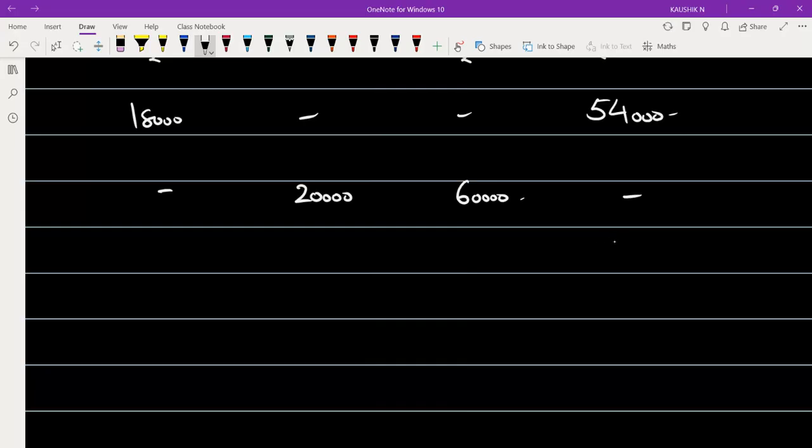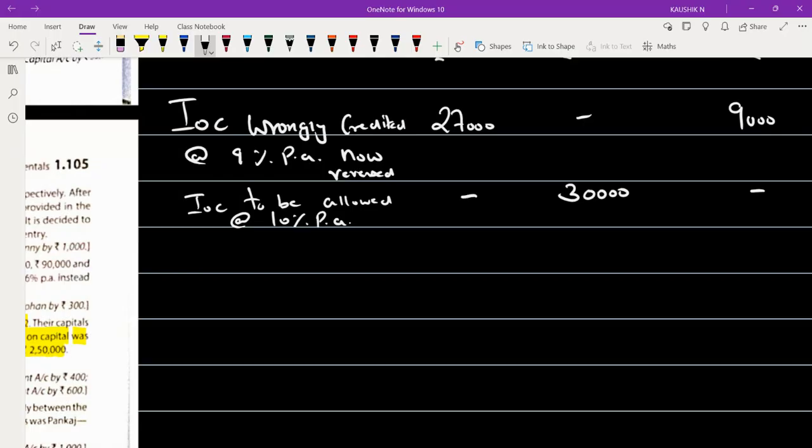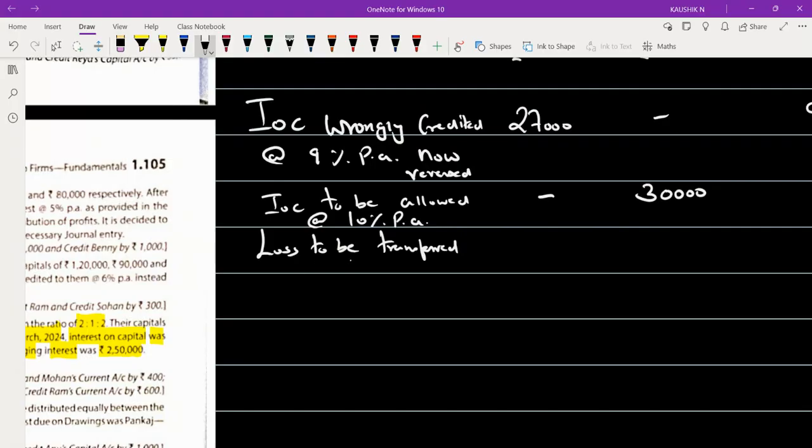எவ்வளோ ஷார்ட்டேஜ் வருது? 6,000 ரெக்கார்ட் பண்ணுறீங்க. இதுக்கு என்ன நேம் தரீங்க? Debits. Very good. Loss to be transferred. Okay. Loss to be transferred. என்ன ரேஷியோல? 2 is to 1 is to 2. Loss to be transferred. Okay. In 2 is to 1 is to 2.